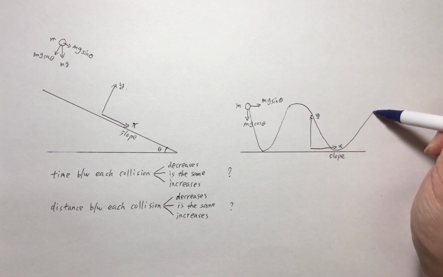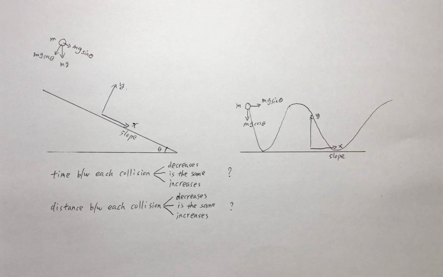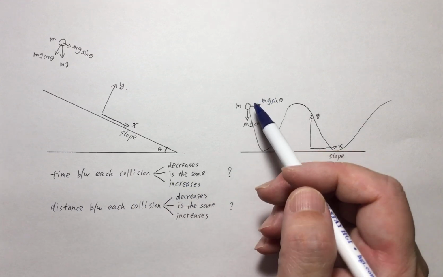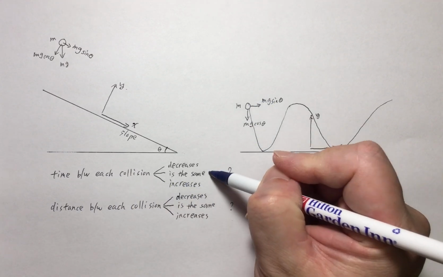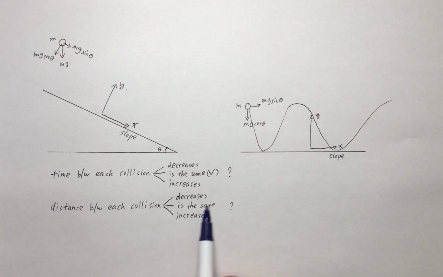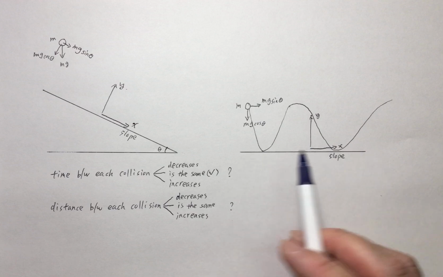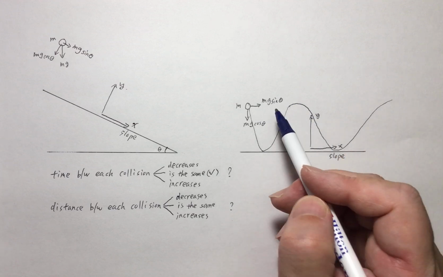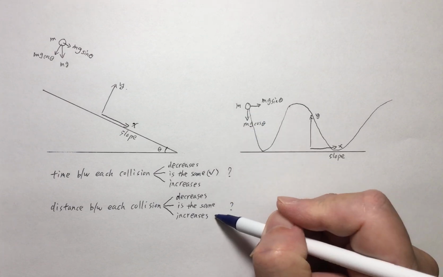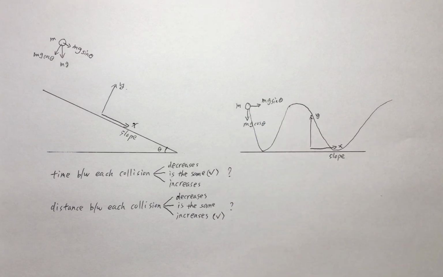So it will become even larger that way. So the answer is that for the time between each collision, we talk about the y direction, it will be the same. So this is the answer. And then the distance between each collision, we're talking about the x direction, it will become larger and larger because there's a constant force acting on the ball. So the answer is increase.